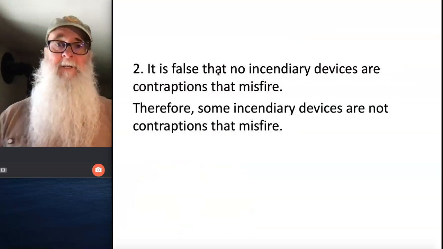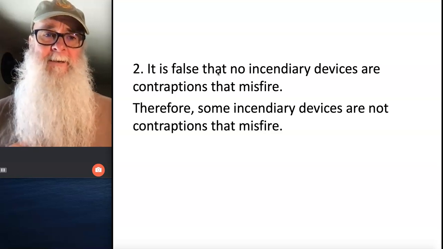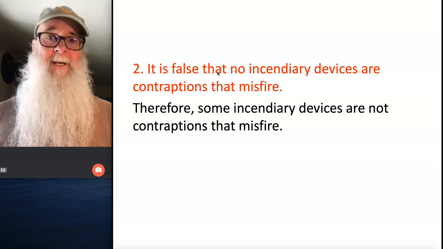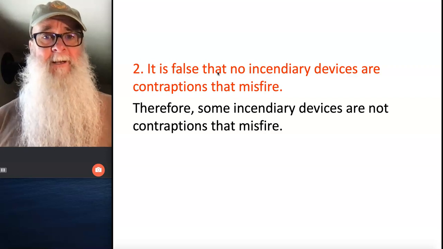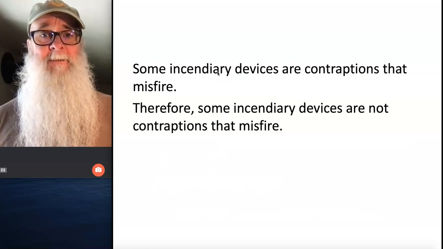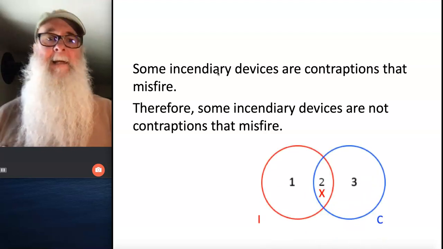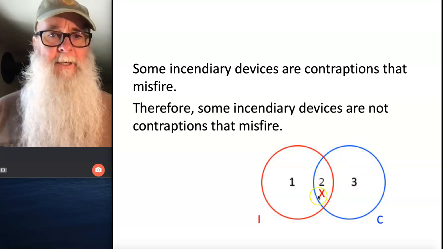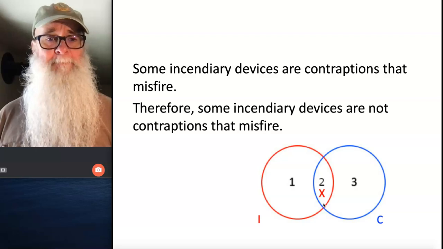All right. It is false that no incendiary devices are contraptions that misfire. Therefore, some incendiary devices are not contraptions that misfire. And again, I've got that phrase, it is false that. Well, if it's false that no incendiary devices are contraptions that misfire, it must be true by contradiction that some incendiary devices are contraptions that misfire. Now I can create my Venn diagram by marking an X in Area 2. That shows that there's at least one incendiary device that's a contraption that misfires.